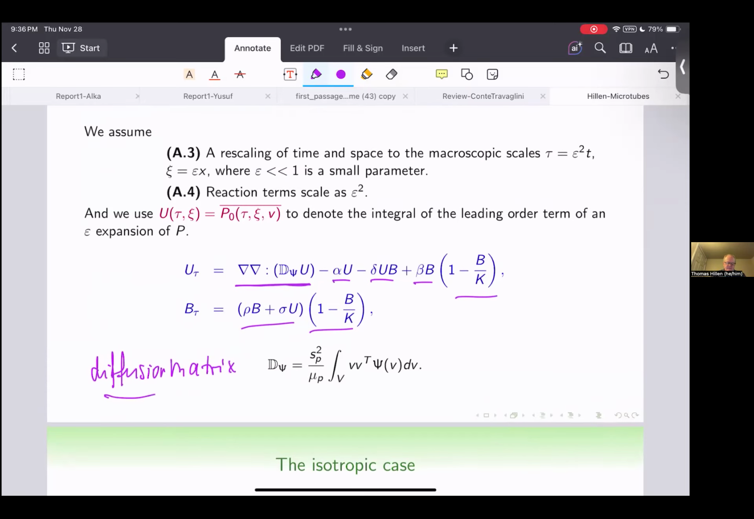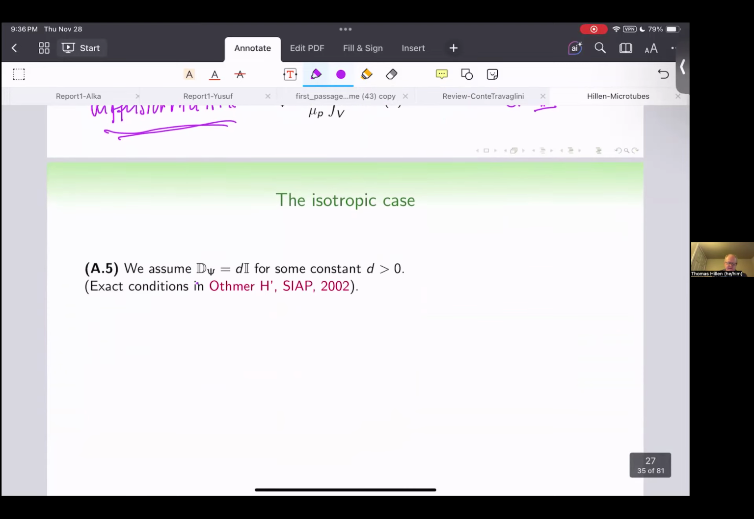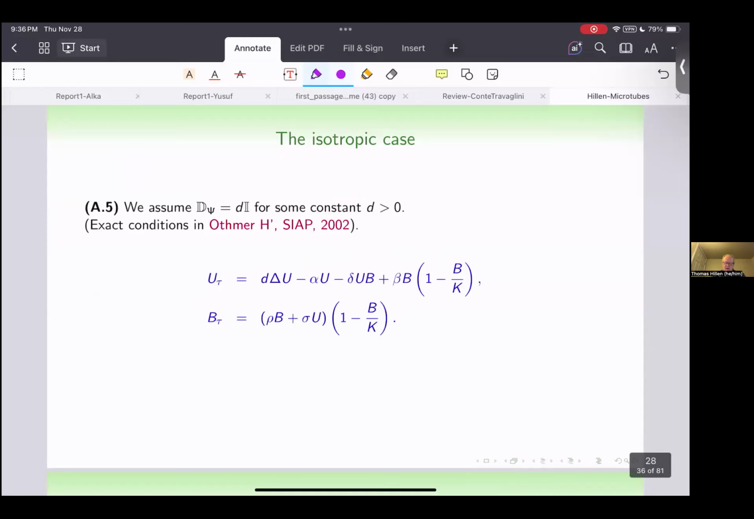Now the diffusion matrix, there are certain cases where this is isotropic. In the isotropic case, this becomes D times the identity, okay? So then the matrix is the identity matrix, and we have a scalar factor D, which is then just the diffusion coefficient. And if we have this, here I wrote it again, then the model simplifies a little bit more, where the diffusion term now becomes an isotropic diffusion term. Everything else is the same as we had it before.